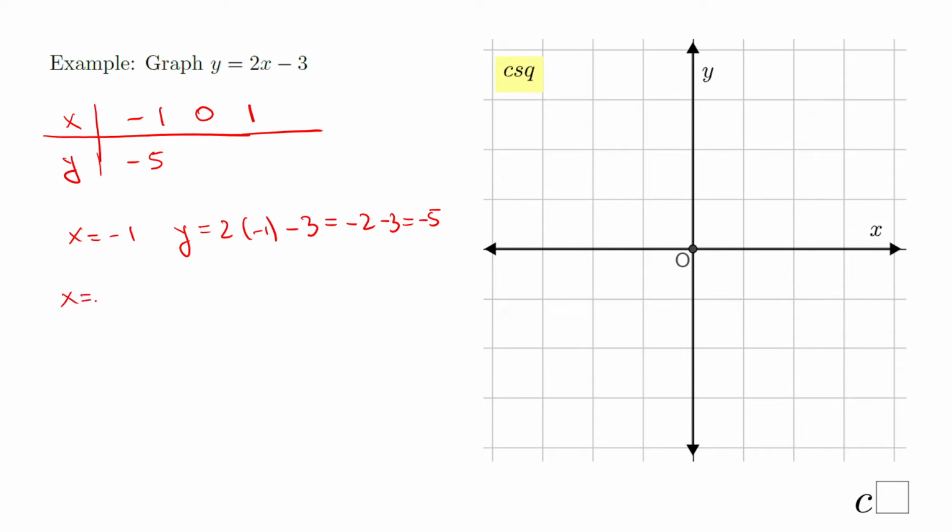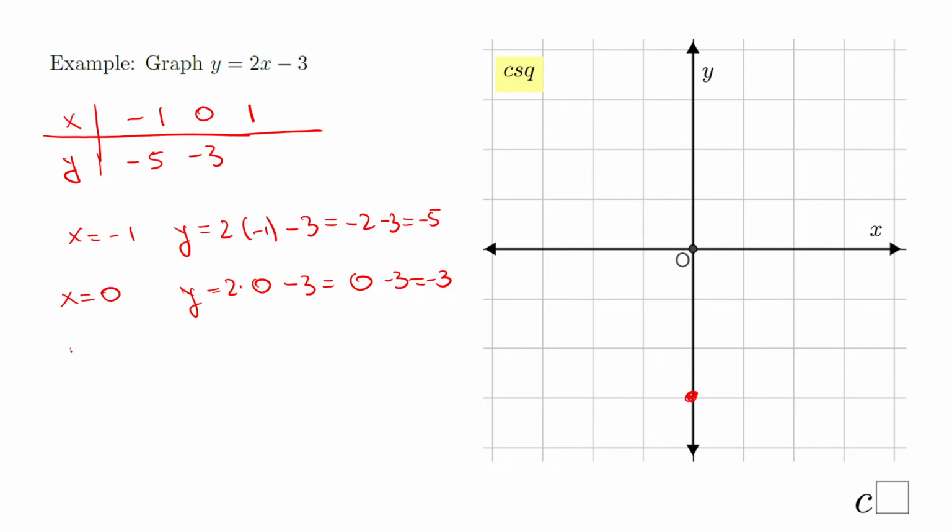x equals 0, and I'm going to get y equals 2 times 0 minus 3. 2 times 0 is 0, minus 3 is going to be negative 3. So this point is 0 and negative 3, so I'm going to go 3 down from the origin, and that's the point. Let's get to the next one.